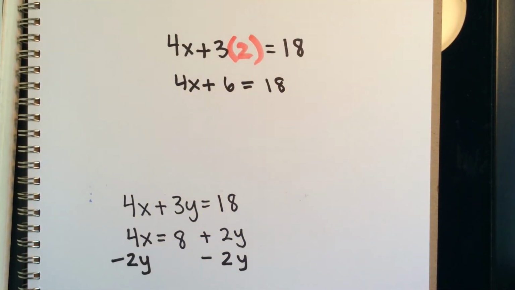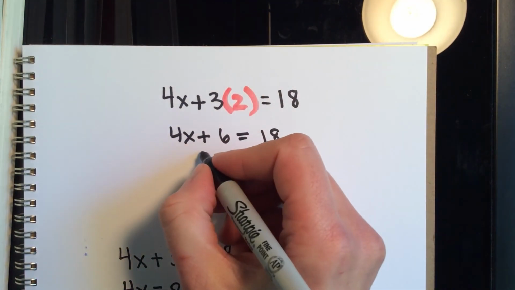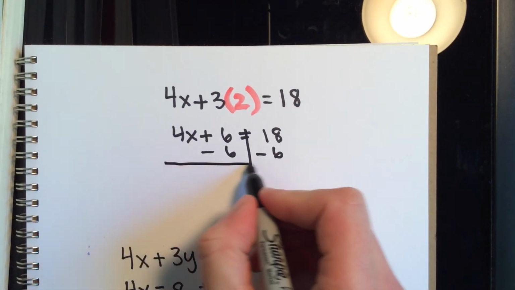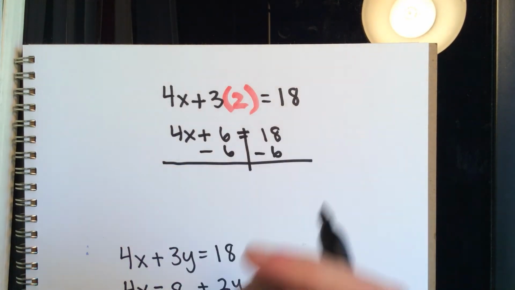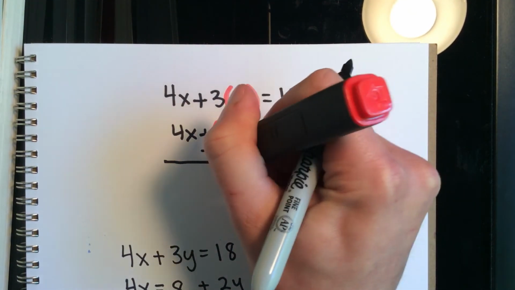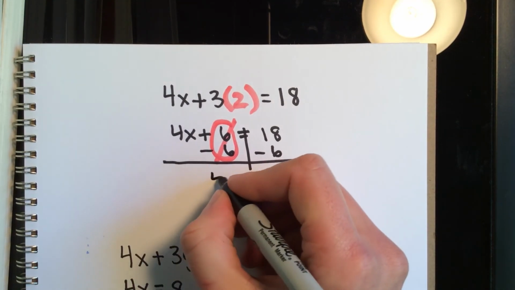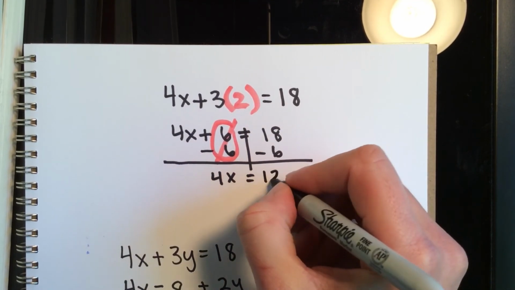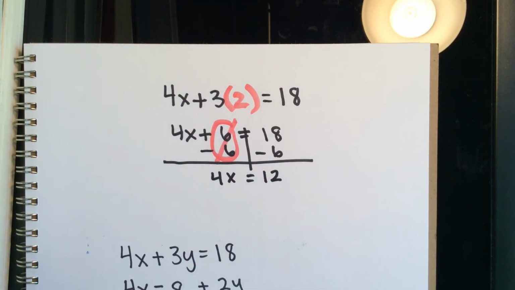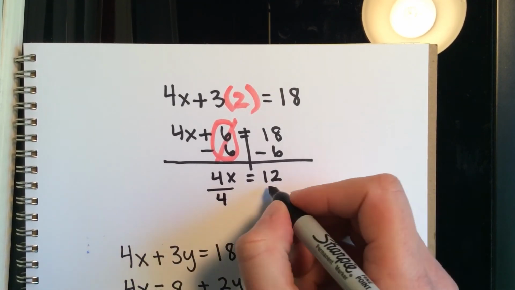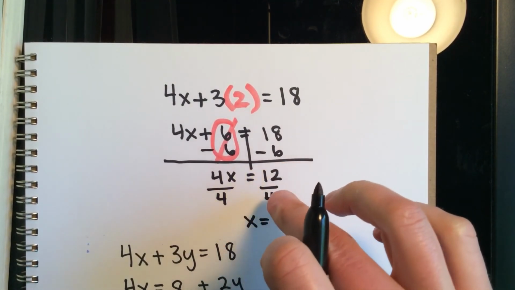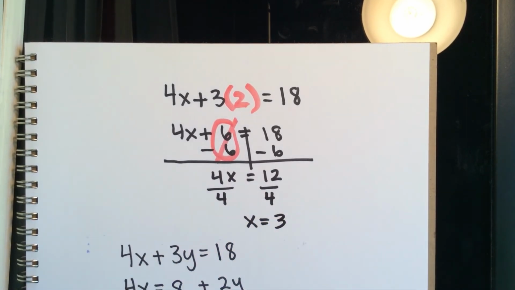We need to get our x's by themselves, so we're going to get rid of the 6, so minus 6 from both sides. So we're left with just a 4x over here, so these are gone. So we have 4x equals, and then 18 minus 6 is 12. And then our final step to solve for x is divide by our coefficient, 4, divide by 4. And x equals 12 divided by 4 is 3. So our value for x is 3.